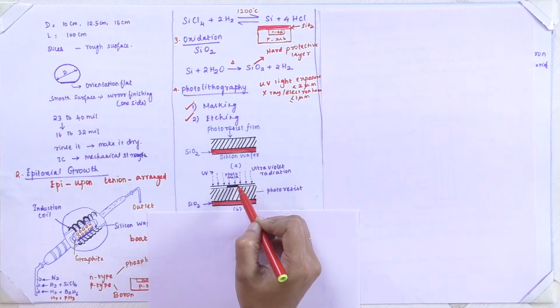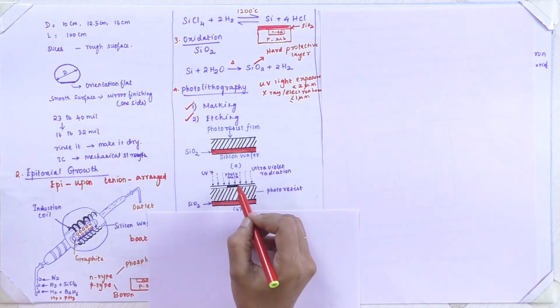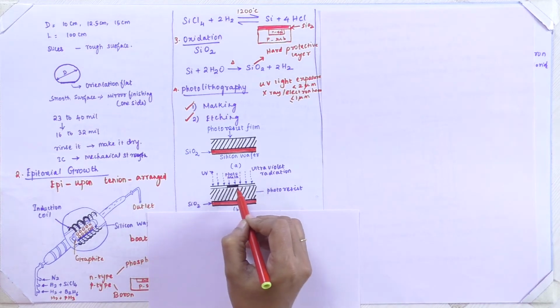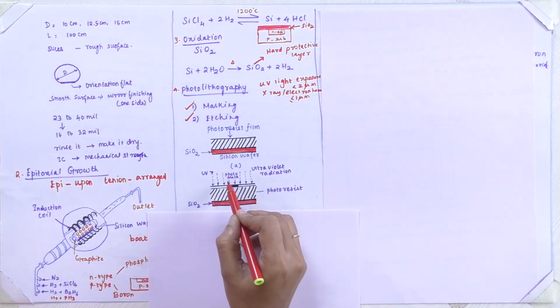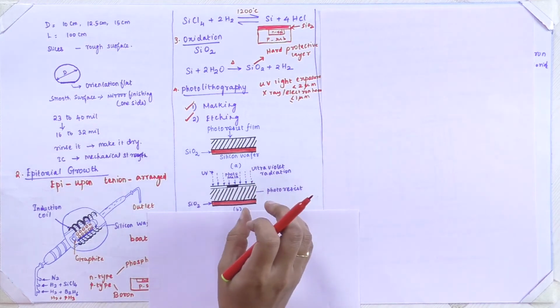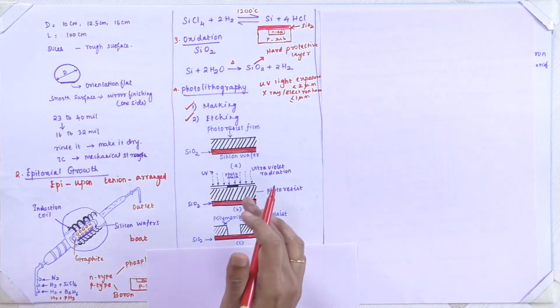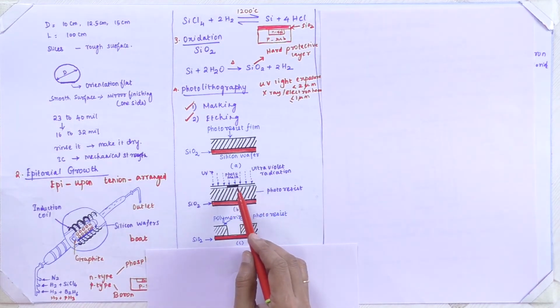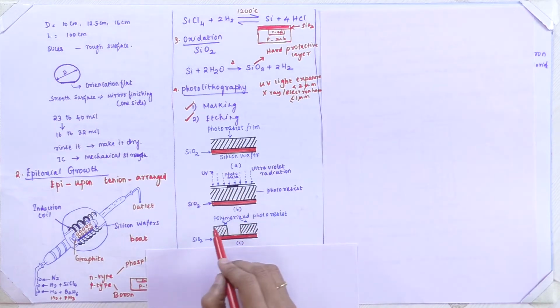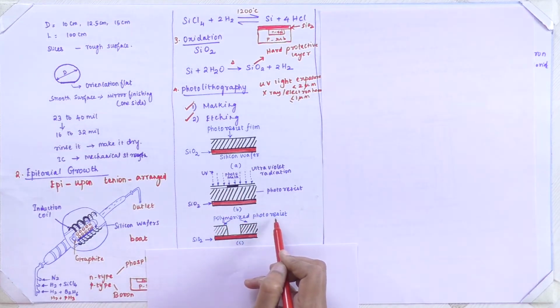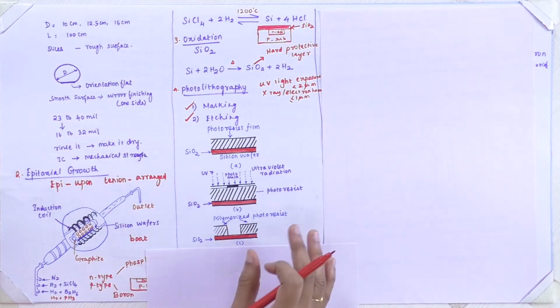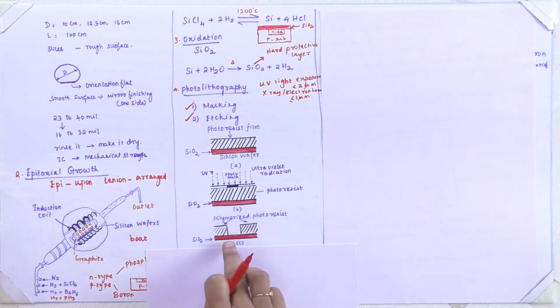Here I don't want to remove certain portions, so I mask them, covered in this black shade. This we call a photo mask. Then on the rest of the areas we apply UV light radiation. Next comes the third picture, in which the photo mask is removed. The polymerized photoresist is left over. Again I want to remove the silicon dioxide layer. The silicon dioxide layers are removed by hydrofluoric acid. This process we call etching.